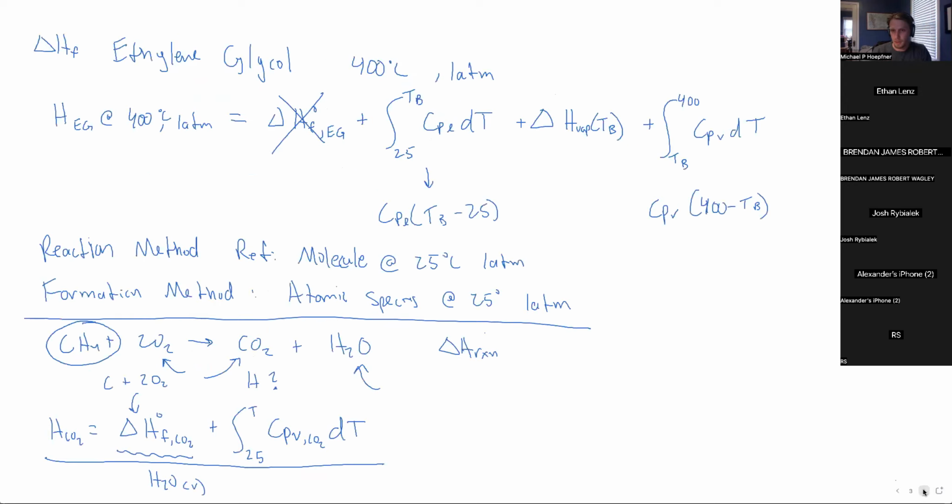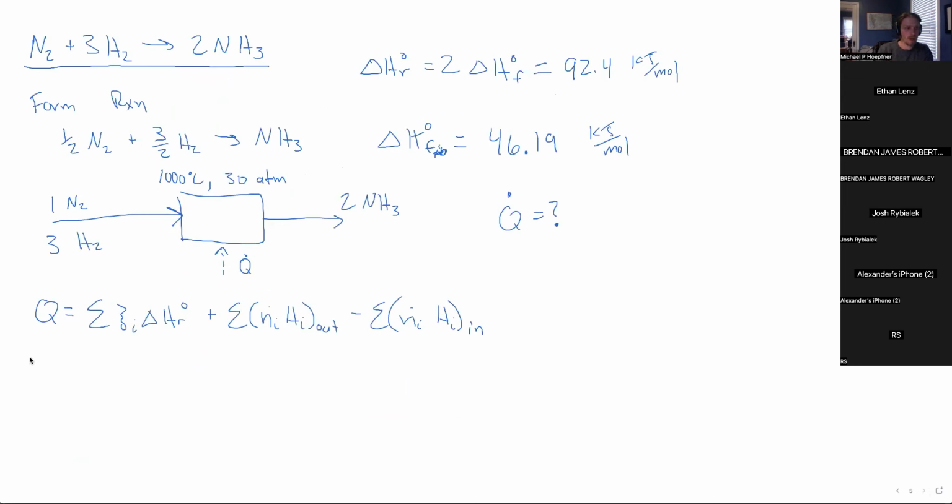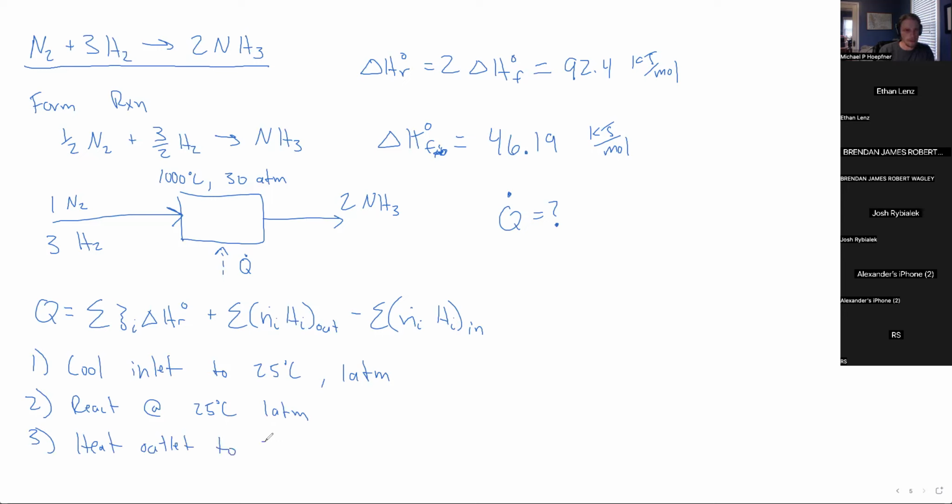So let's do that. So step 1 is we're going to cool the inlet to 25 degrees C and 1 atmosphere. So we're going to cool and depressurize. Step 2, we are going to react at 25 degrees C and 1 atmosphere. And step 3, we are going to heat the outlet to, what do we have? 1000 degrees C and 30 atmospheres. So we're going to heat and pressurize and then cool and depressurize.